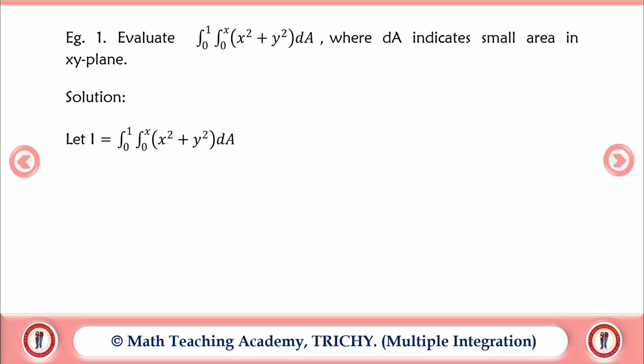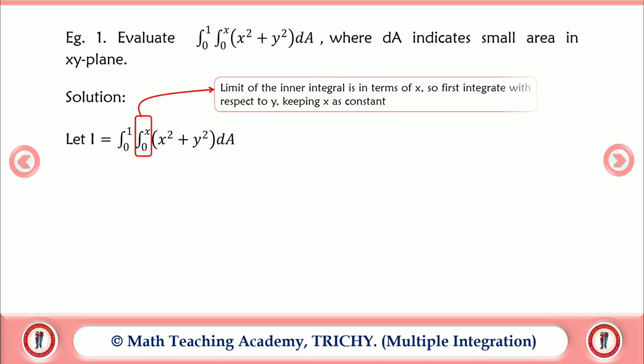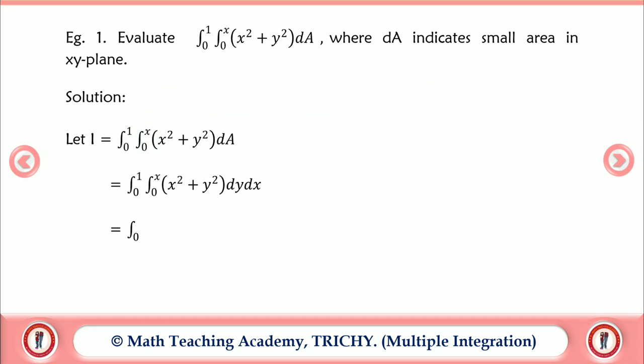Let us take I to be the given integral. So I is equal to integral 0 to 1, integral 0 to x, of x squared plus y squared dA. Here the limit of the inner integral is in terms of x, so first integrate with respect to y, keeping x as constant. Therefore the given integral becomes integral 0 to 1, integral 0 to x, of x squared plus y squared dy dx.